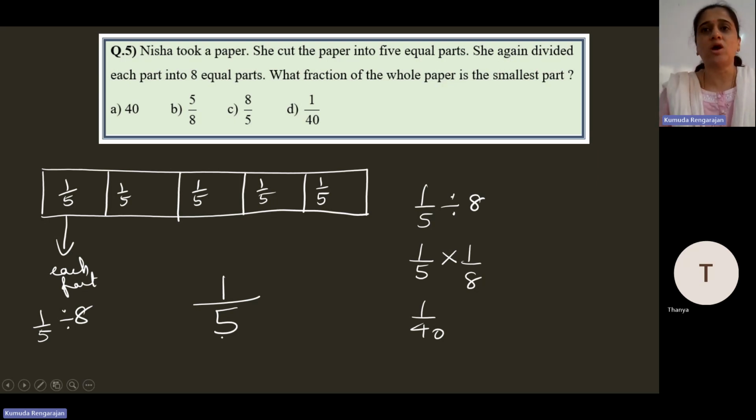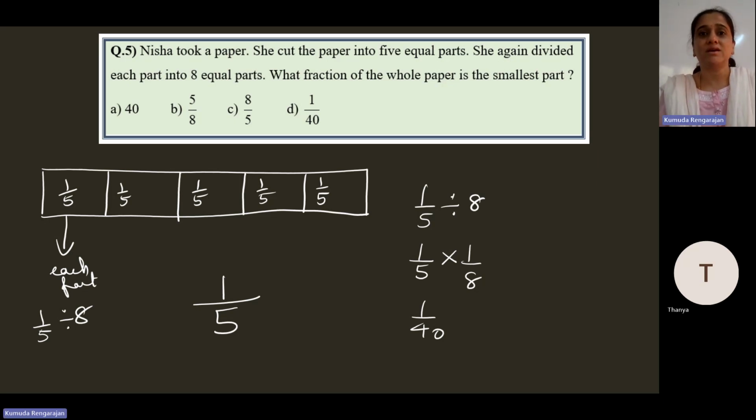See, if you have 20 chocolates with you and you want to share them among 5 people, each one will get 20 divided by 5. You're dividing the whole thing by 5. Similarly here, that piece of paper represents 1. As a fraction, it represents 1. That's the whole thing. And she's dividing that into 5 equal parts first. So each part will be 1 divided by 5.